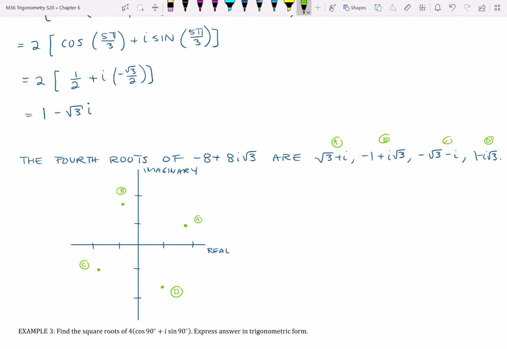Okay, so they have to be equally spaced, and it's easier to see it if you actually draw a circle. You're going to be able to see that they're equally spaced. It's a little bit hard here because it's not drawn to scale, but I did want to talk about that.